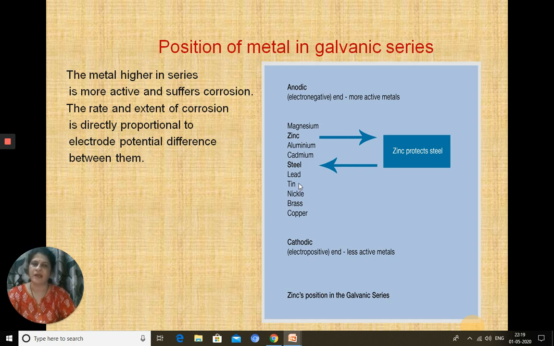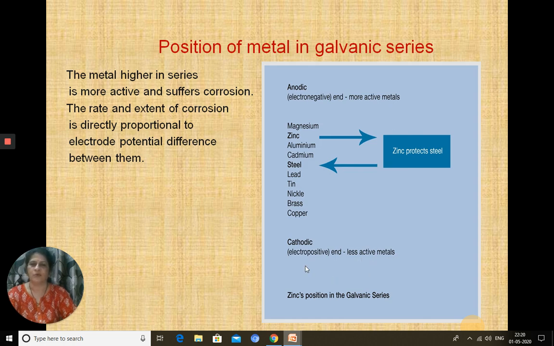In my previous lecture, I explained what galvanic series is. When the electrode potential of all the metals and even alloys is calculated in a common environment, which is seawater, and we arrange the metals in order of their electrode potential, we get a series called galvanic series. This galvanic series has two ends. One end is the anodic end and the other is the cathodic end. Towards the anodic end, the electronegative metals are present, so there are more active metals on this side. The cathodic end is an electropositive end, and less active metals are present on this side.